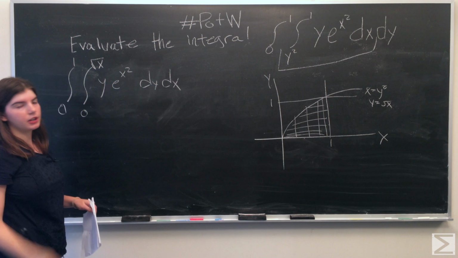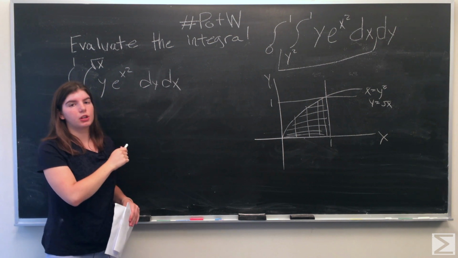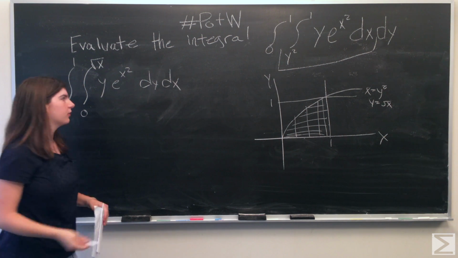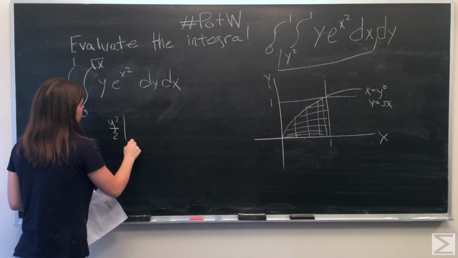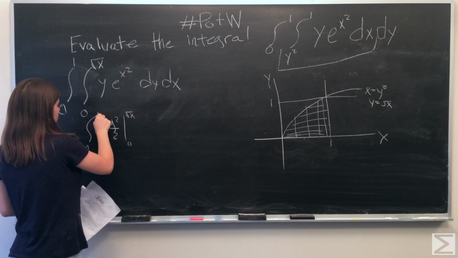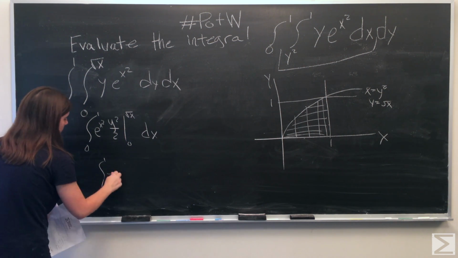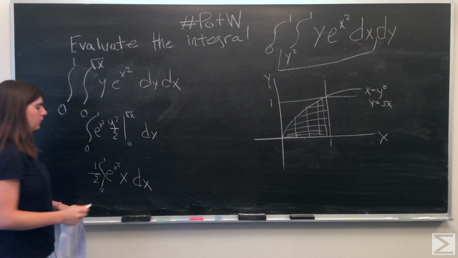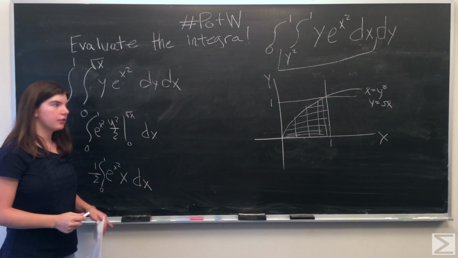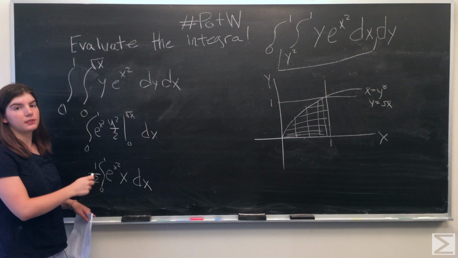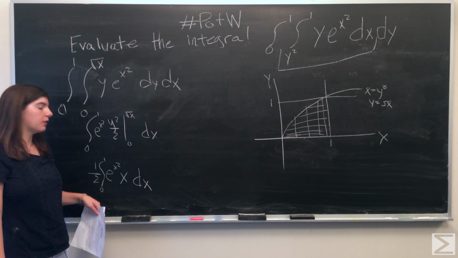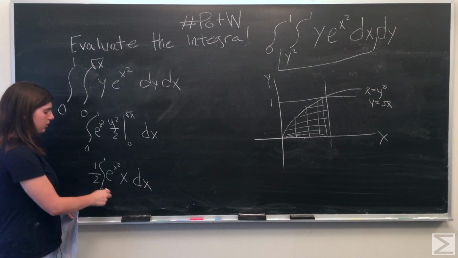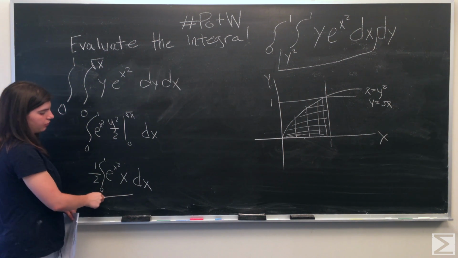And now we can integrate. This problem is much easier to integrate with respect to y first because we can treat e to the x squared as a constant. Once we've integrated with respect to y, now we have a single integral, and we can integrate with respect to x. And we have to use U-Substitution.